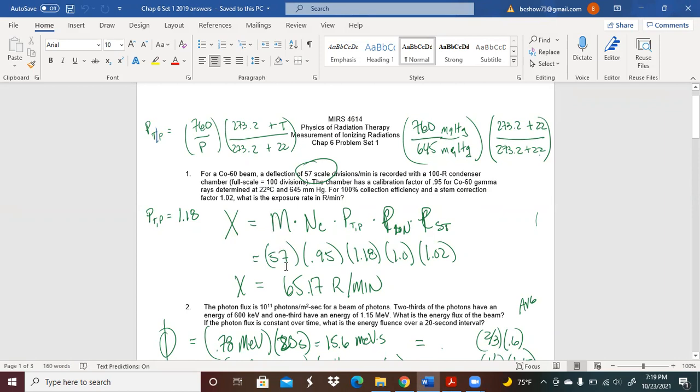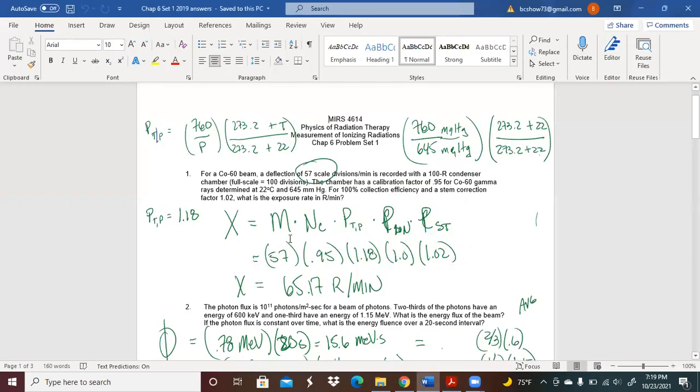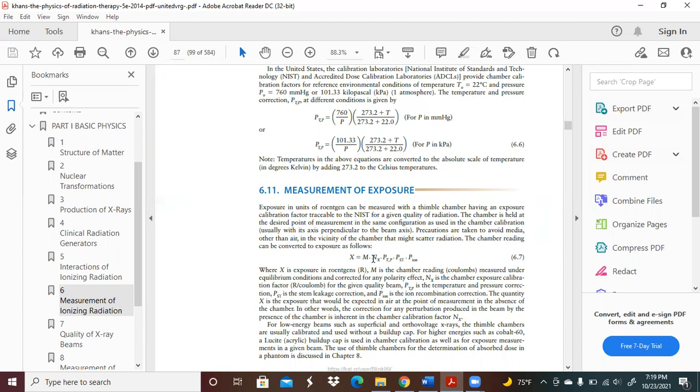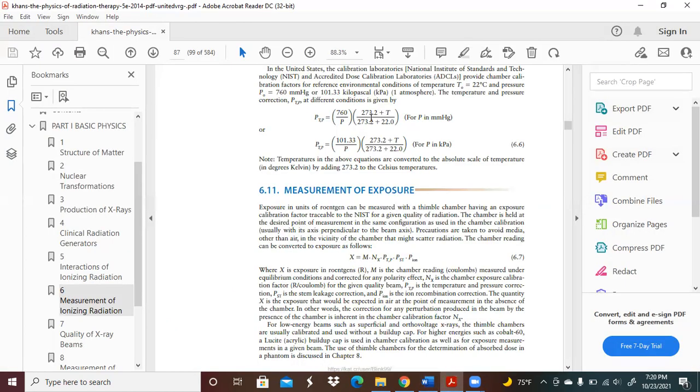So the factor here for M, and again, M is going to be the chamber reading measured under equilibrium conditions. So 57. We have the calibration factor here of 0.95. And again, remember that's going to take the place of this. So that's the chamber exposure calibration factor for a given quality of beam. We have our correction factor here. Now let's kind of go over that. The correction factor is going to be given by this up here.